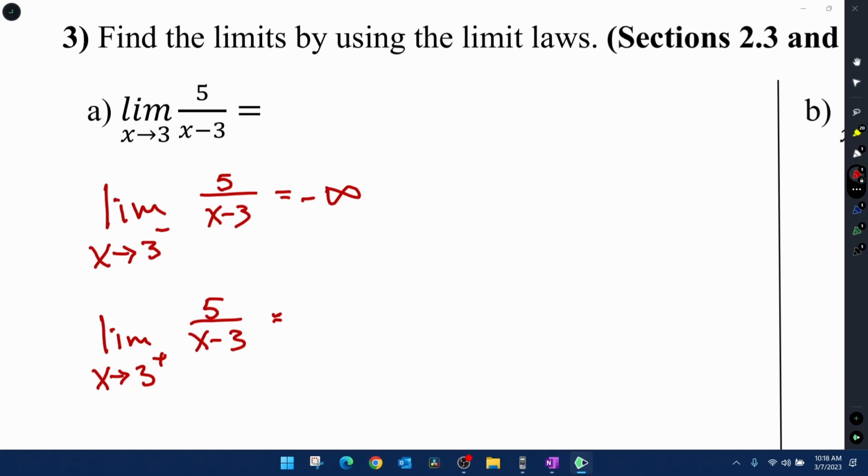And then if you come in from the right, that would be 3.1, 3.01, 3.001. Would this subtraction be negative or positive? Positive. But again, the denominator is getting smaller, so the overall fraction gets bigger, but it's going to go to positive infinity this time. And can y'all see those are not going to approach the same value? So the limit is?